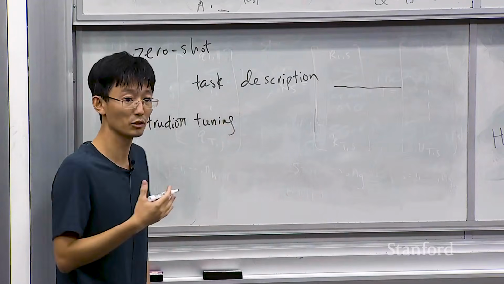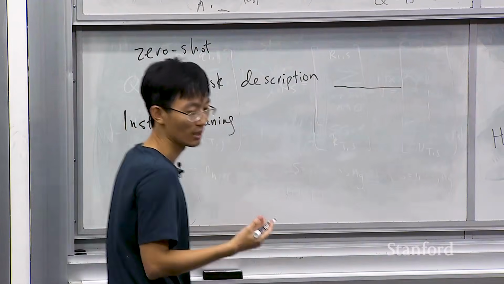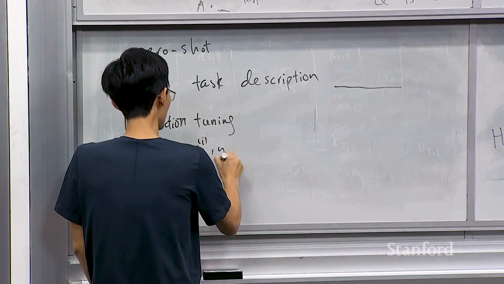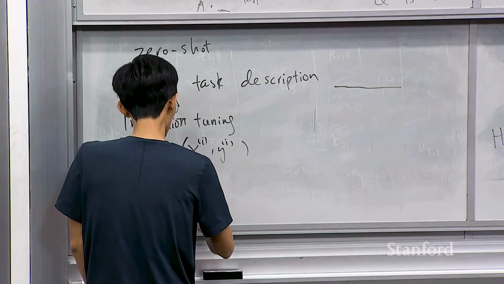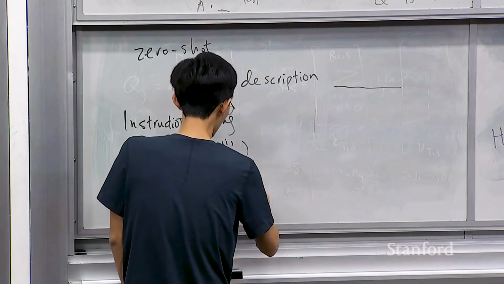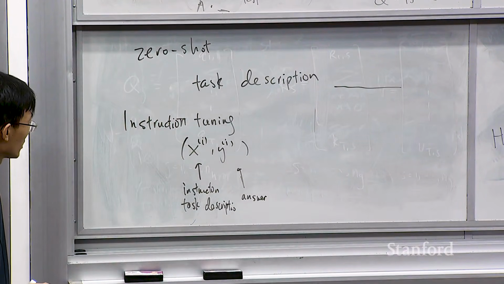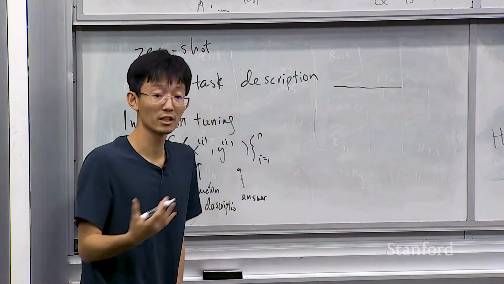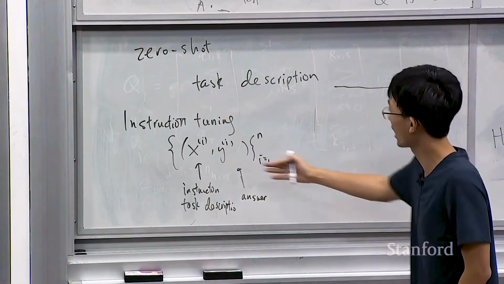So what you do is you collect a lot of data sets with this kind of format. You have a data set, let's call it (x_i, y_i), where x is the instruction or task description, they are the same thing, and y is your answer. And then you get a lot of these. And then you just continue training your model from the existing checkpoint. You take an existing checkpoint and you train your model to have this behavior.